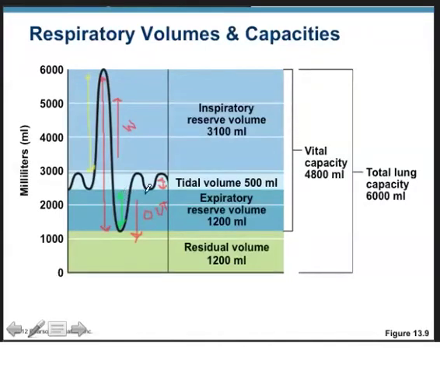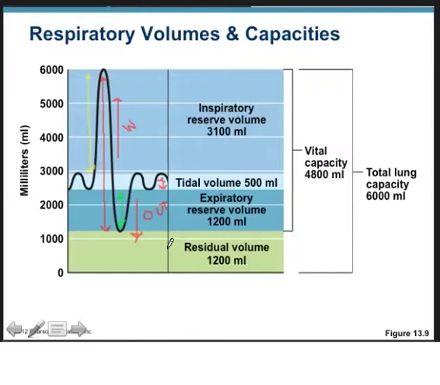So you've probably guessed that there's a mathematical relationship to these different volumes. Your vital capacity is equal to your inspiratory reserve plus your tidal volume plus your expiratory reserve. Now, there's an amount of air that you can't move out of the lungs no matter how hard you try, and that's called your residual volume, and that's there essentially to maintain the shape of the lungs. It's not air that's available for gas exchange.